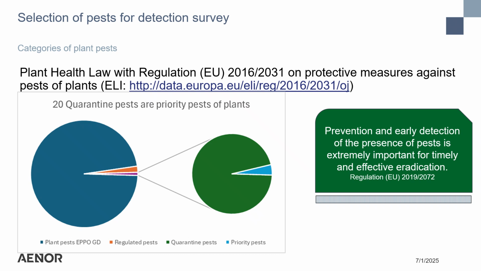Based on the recommendation of EFSA, 20 most harmful quarantine pests are listed as priority pests. The lists are published in both regulations. And annually we need to select also other pests to be surveyed. And why is that? Prevention and early detection of the presence of pests is extremely important for timely and effective eradication.